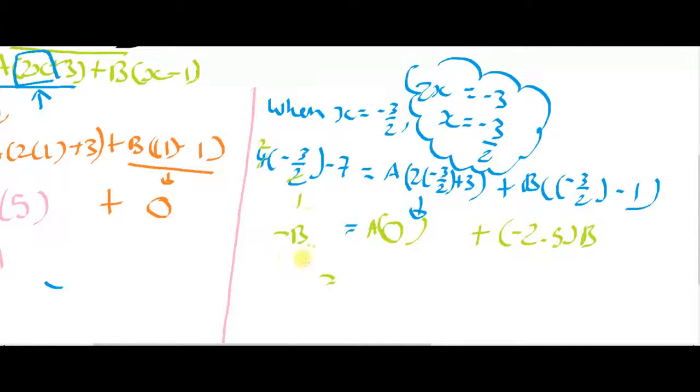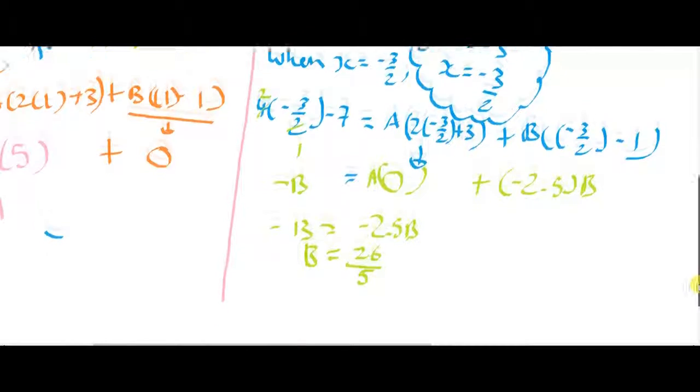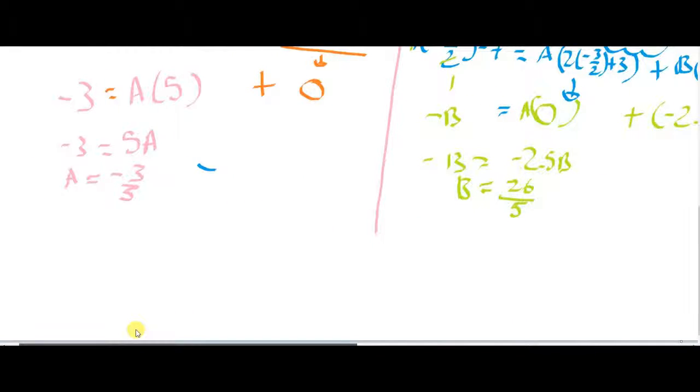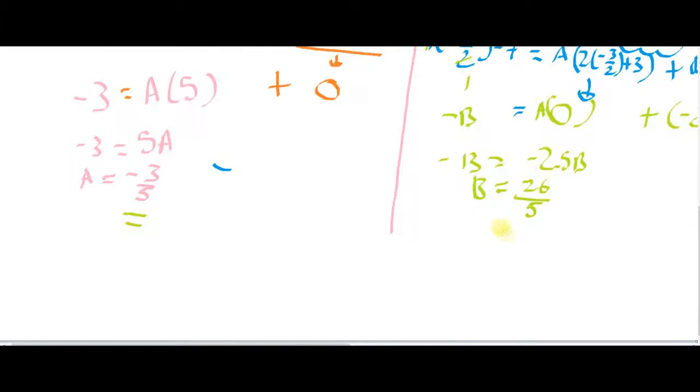Okay, so now you're left with minus 13 equals minus 2.5B, and if I check it with my calculator, it would be 5.2. So B should be equal to 26 over 5. So what does this mean? Our A value is minus 3 over 5, and B value is 26 over 5.